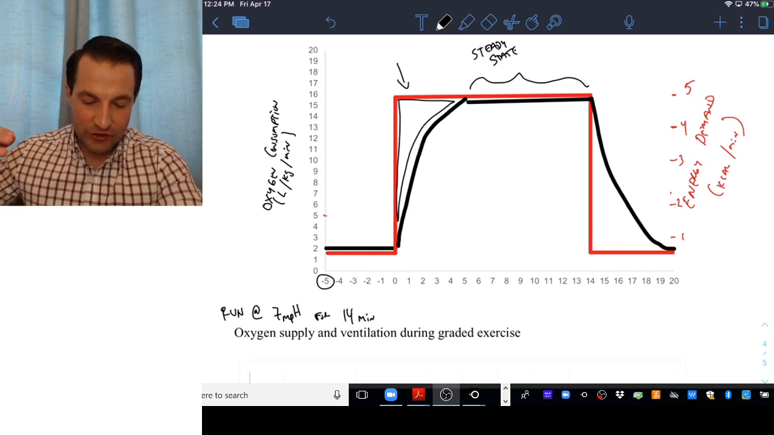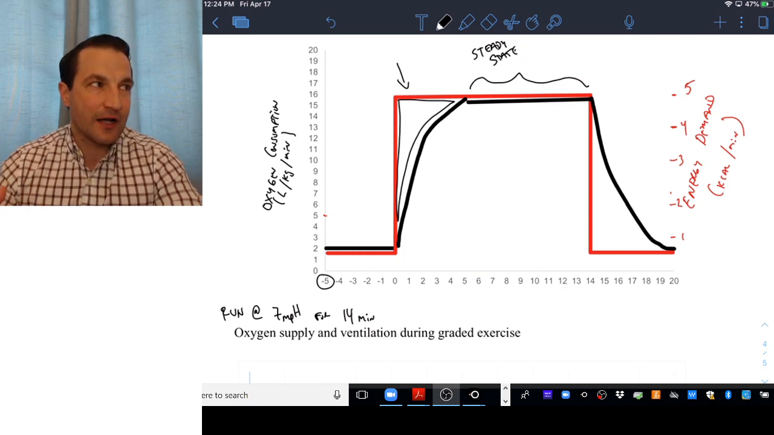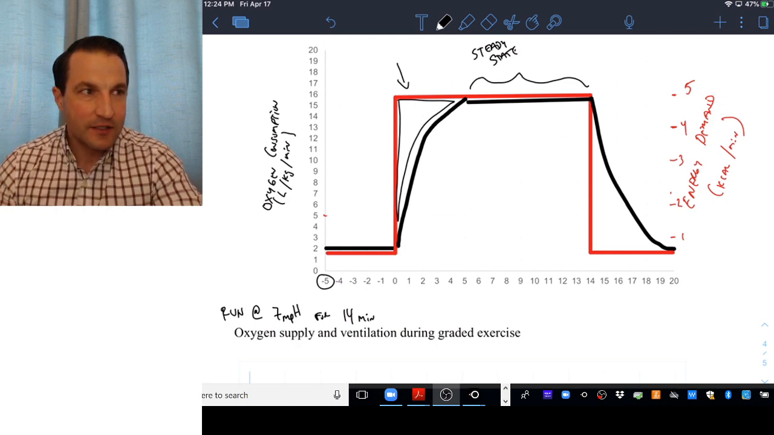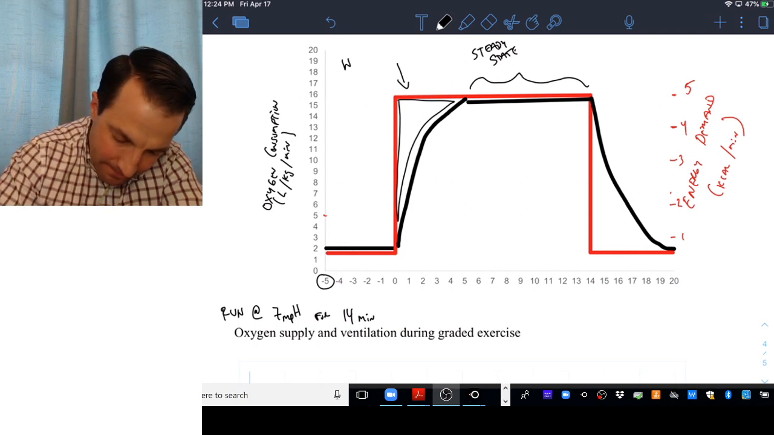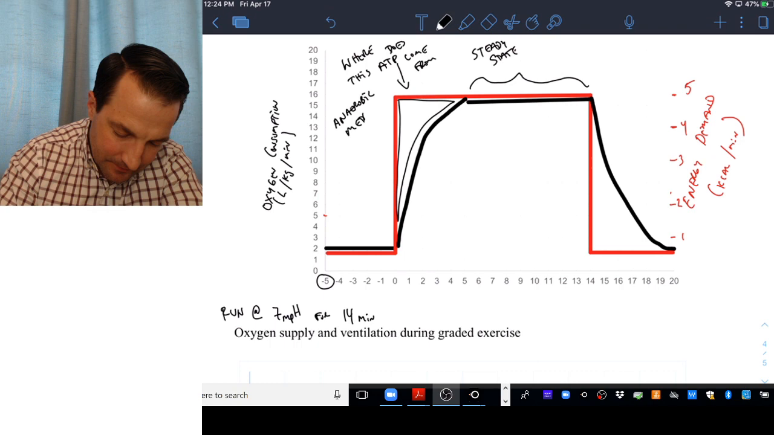We have a demand for energy, okay, at 5 kcals per minute, but we're not consuming enough oxygen to meet that demand. Well, when you get on the treadmill, you don't get immediately spit off the back end because you're not breathing enough to supply that energy. So where does that energy come from? And specifically, where does this ATP come from? And the answer is anaerobic metabolism.